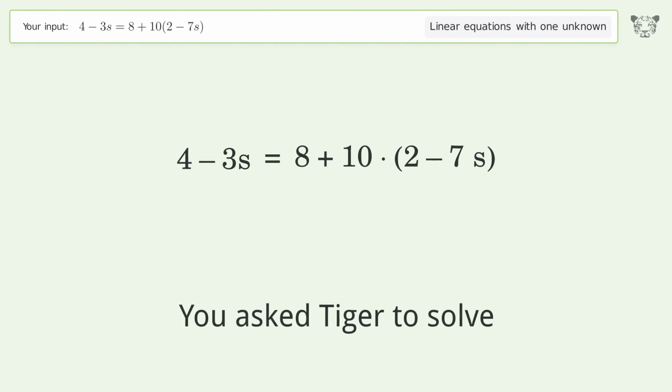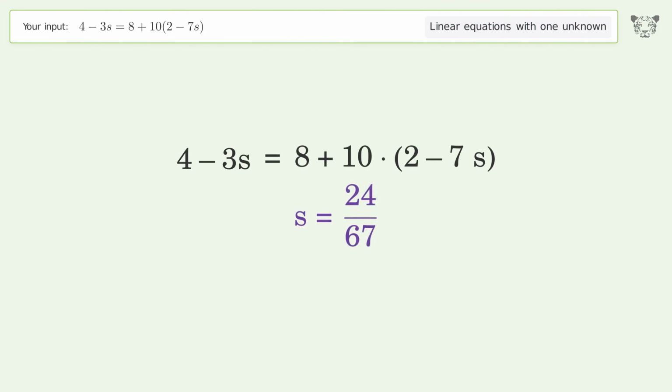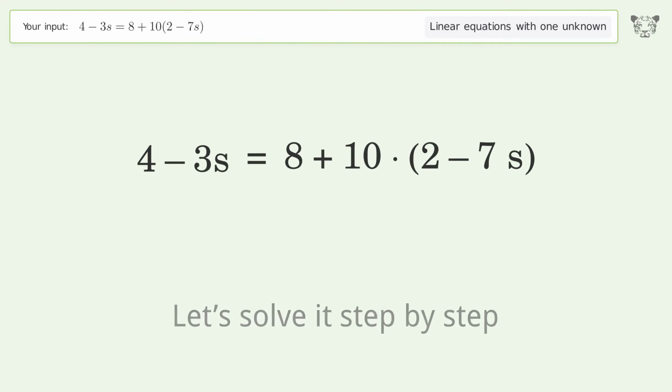You ask Tiger to solve. This deals with linear equations with one unknown. The final result is s equals 24/67. Let's solve it step by step.